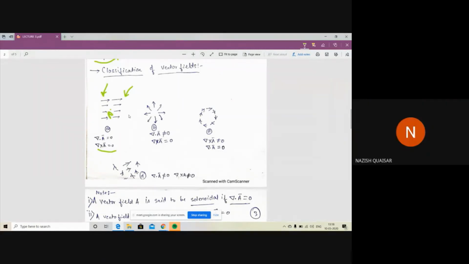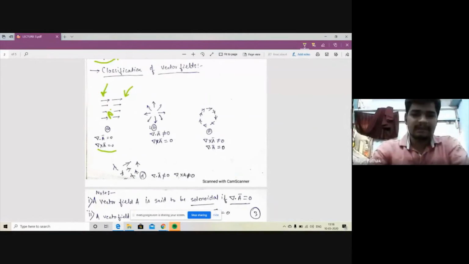Clear. Okay, point B. Point B is also a vector field like this. This is the point P we are analyzing. The field lines are radially outward. If you put a positive charge like this, then the field will be like this only. So if the positive charge is like this, radially outward field lines will be generated. So at this point, there is a divergence of the field.